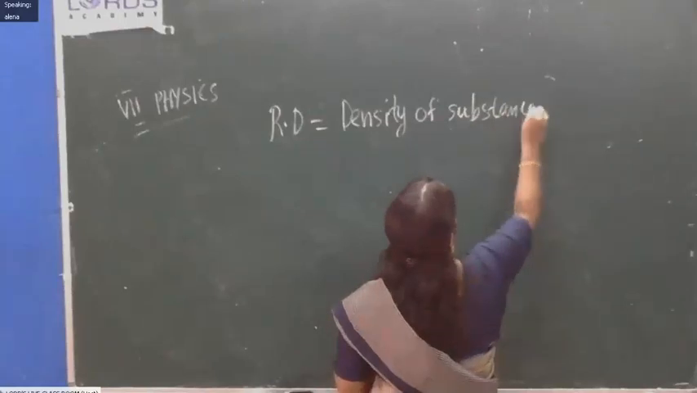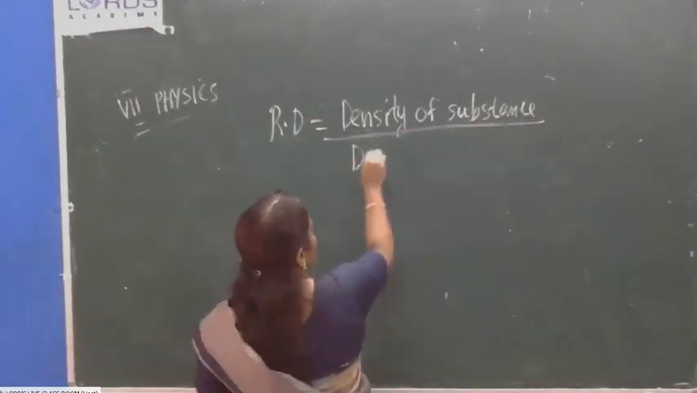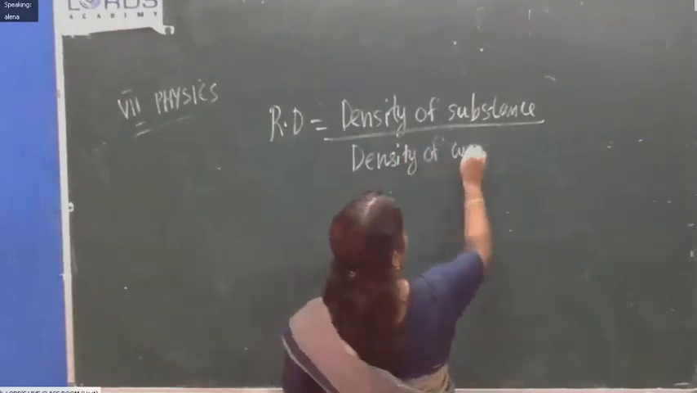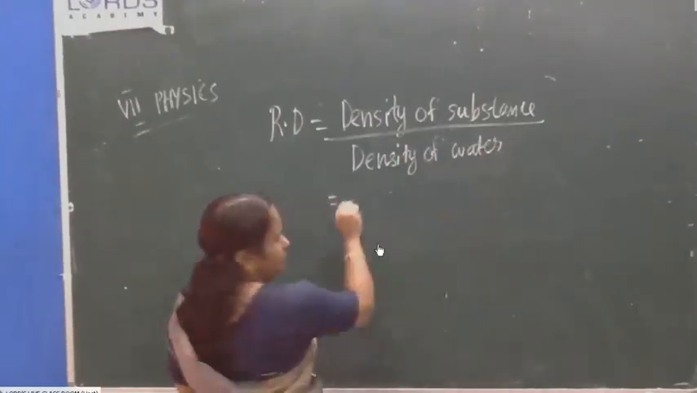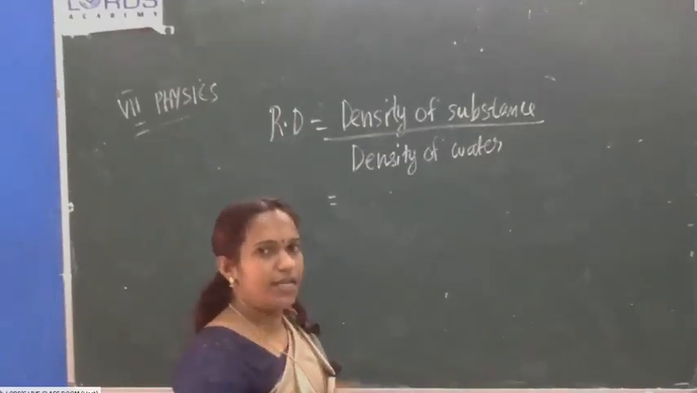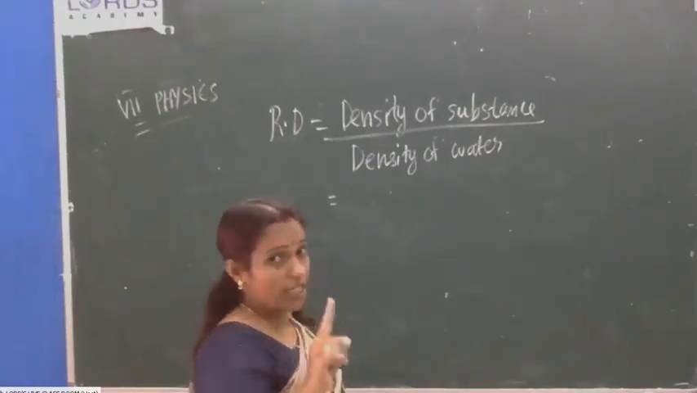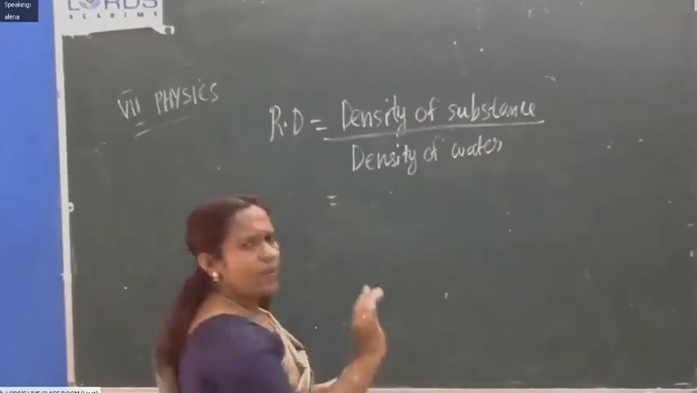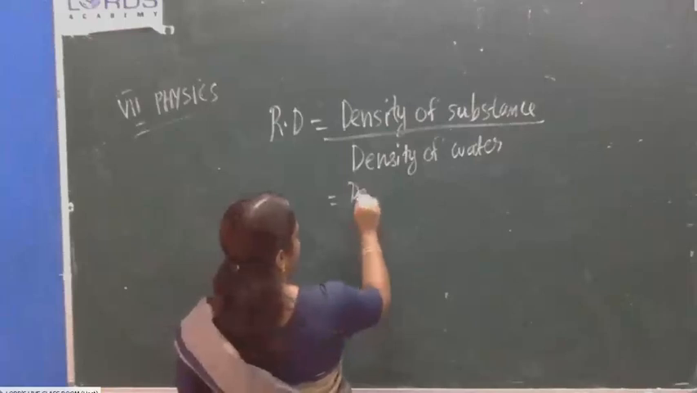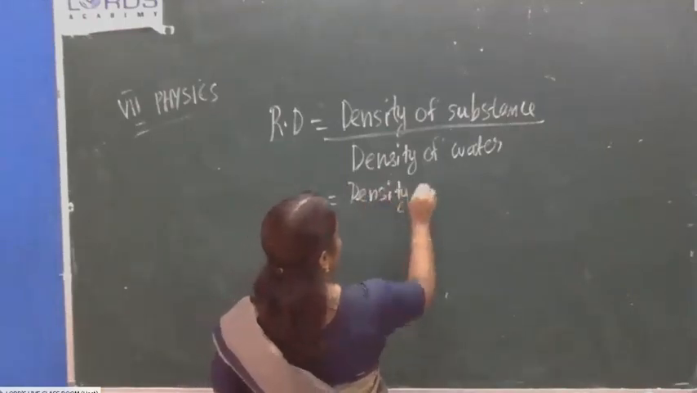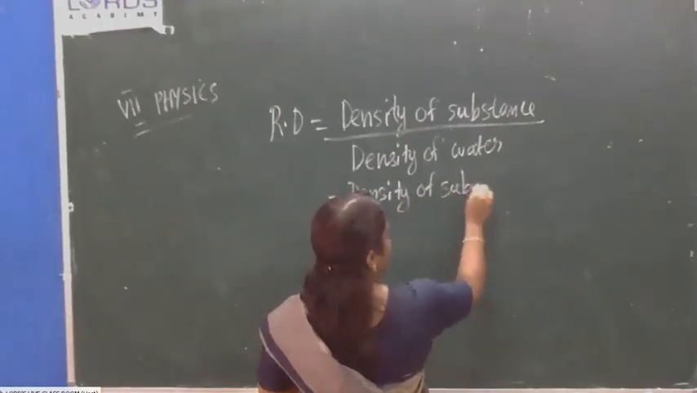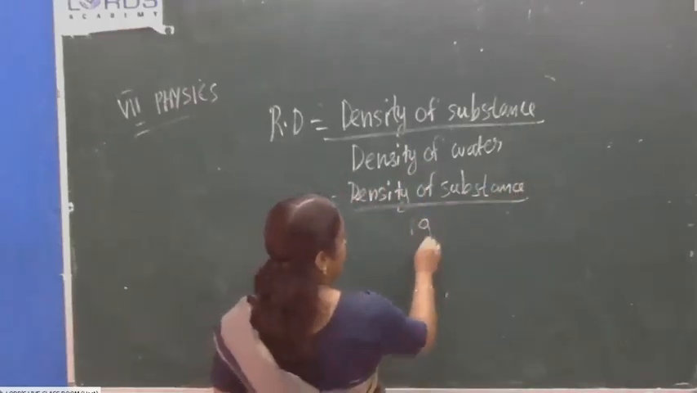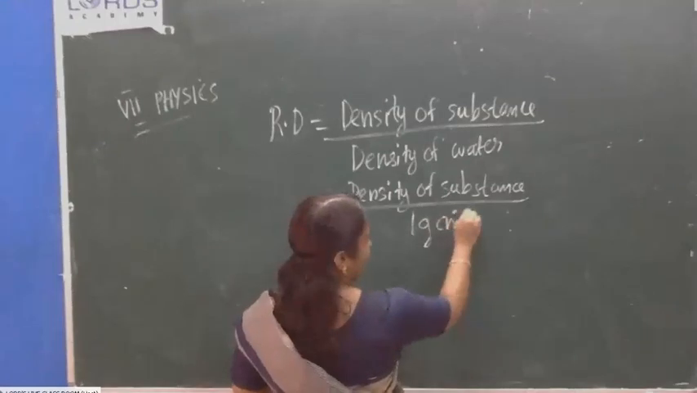Density of substance upon density of water. I already told you the density of water is constant, isn't it? The density of water is constant and its value also we know: 1 gram per centimeter cube or 1000 kilogram per meter cube. Just I am writing that value. Density of substance, numerator I am writing in the same way, no change. But density of water I am giving the value. No problem, no doubt.